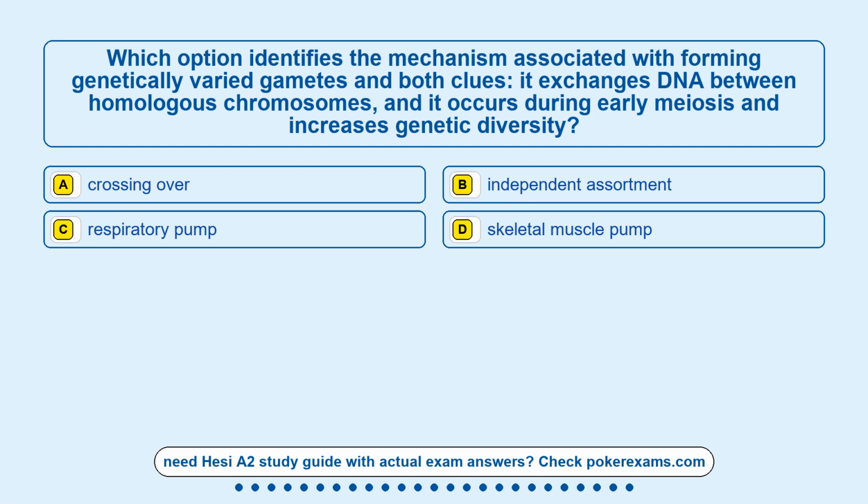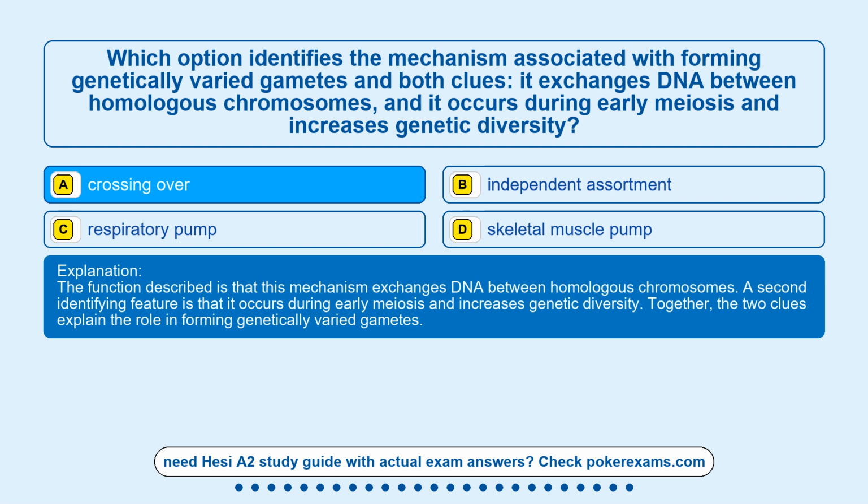Question 4. Which option identifies the mechanism associated with forming genetically varied gametes, given both clues? It exchanges DNA between homologous chromosomes, and it occurs during early meiosis and increases genetic diversity. Option A, crossing over. Option B, independent assortment. Option C, respiratory pump. Option D, skeletal muscle pump. The correct answer is option A, crossing over. The function described is that this mechanism exchanges DNA between homologous chromosomes. A second identifying feature is that it occurs during early meiosis and increases genetic diversity. Together, the 2 clues explain the role in forming genetically varied gametes.